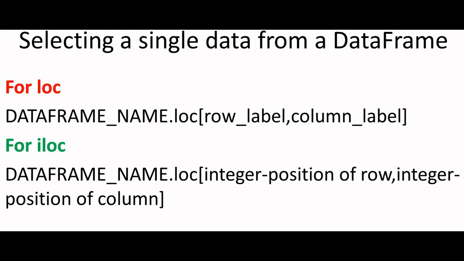And now let us check how we can select a single data from a data frame. If we are using LOC, we will write the data frame name dot LOC and in square brackets we will use the row label and column label separated by a comma. And if we are using ILOC, instead of the row label we will use the integer position of the row, then the integer position of the column, that too separated by a comma. Let us check the program.